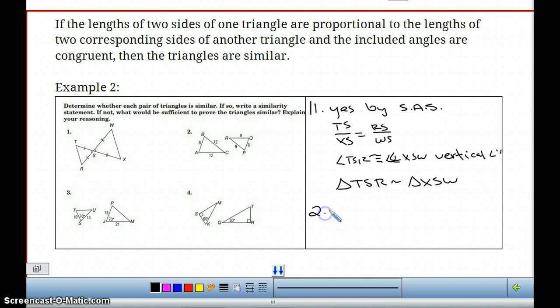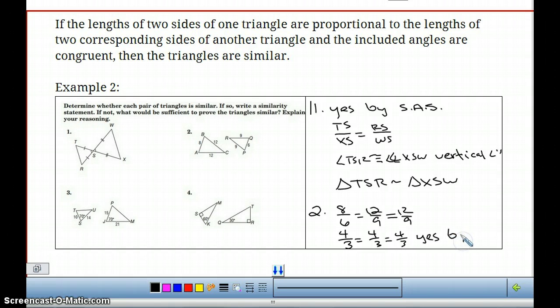Let's take a look at number 2. Triangle ABC and triangle QPR. Let's go with 8 to 6, 12 to 9, 12 to 9. All we know is sides, so therefore we have to use the SSS. So what's 8 over 6 reduced to? 4 over 3. 12 over 9, 4 over 3.